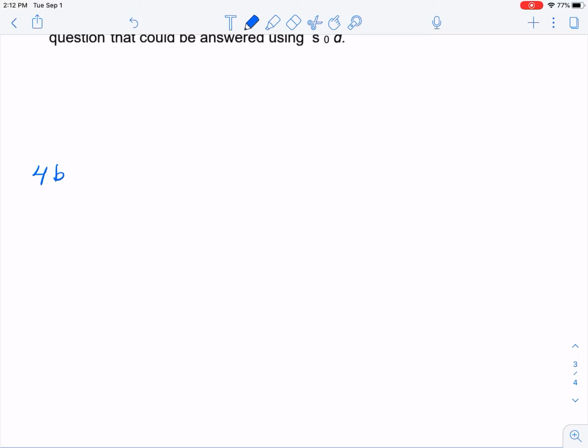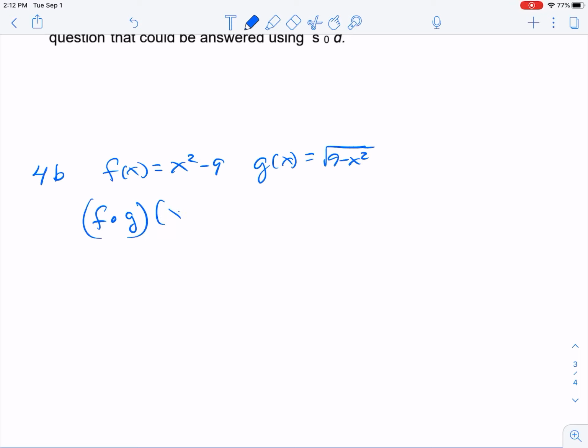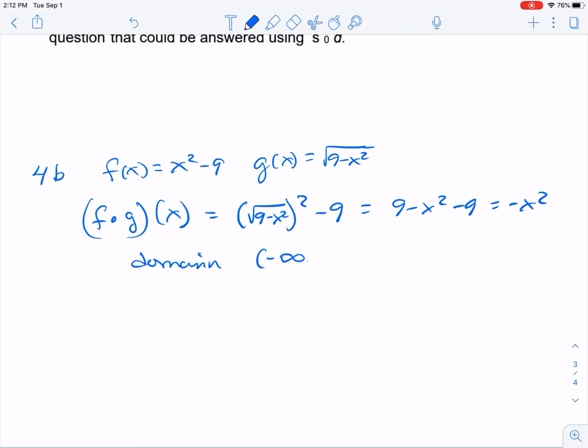I have f of x is equal to x squared minus 9, and g of x is equal to the square root of 9 minus x squared. If I do f of g of x, you get square root of 9 minus x squared minus 9, which is 9 minus x squared minus 9, which is negative x squared. So you think the domain should be all reals, but it's not.